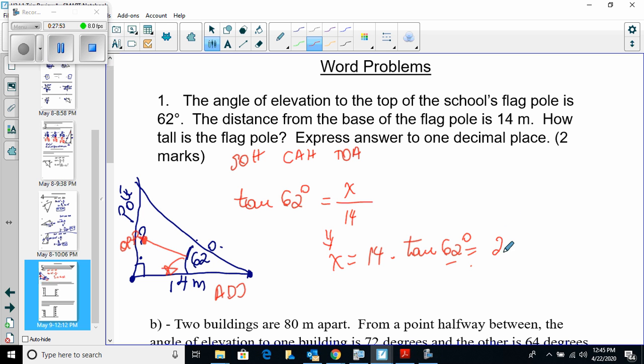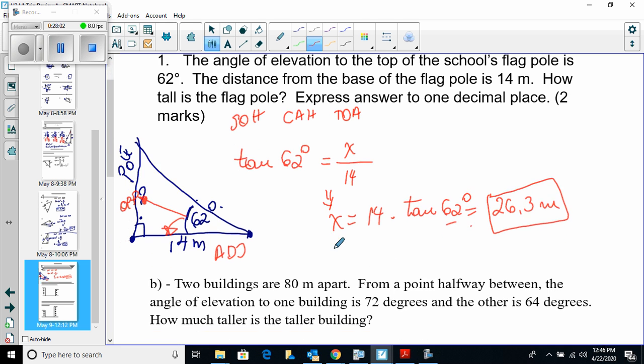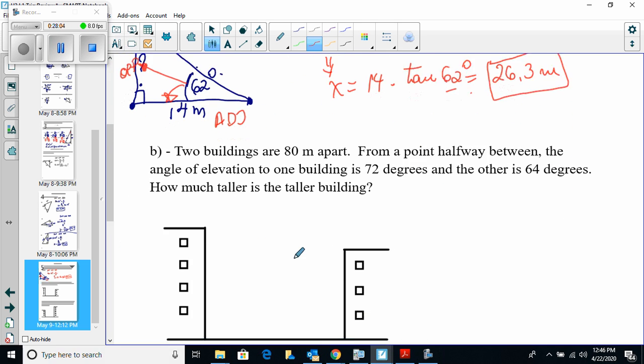Equals to 26.3 meters. So the height of the flagpole of your school is 26.3 meters. This is a bit more complicated.